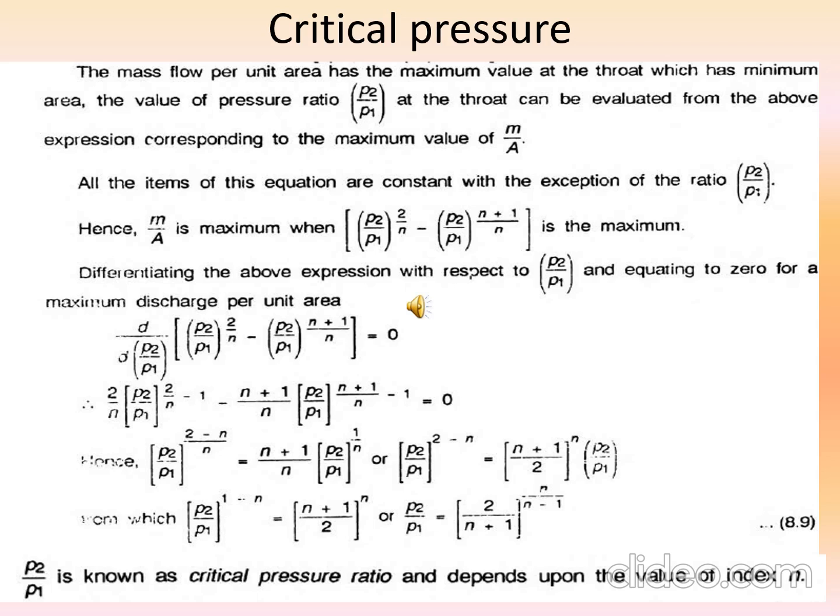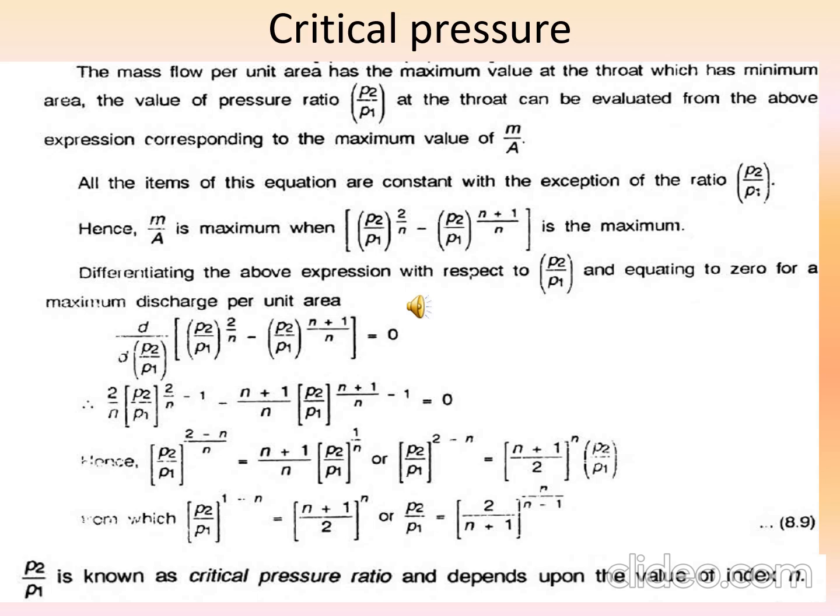We take the derivative with respect to p2 by p1 and equate it with 0. So d by d(p2 by p1) of [(p2 by p1) to the power 2 by n minus (p2 by p1) to the power n plus 1 by n] equals 0. If we do the derivative, then 2 by n into (p2 by p1) to the power 2 by n minus 1, minus n plus 1 by n into (p2 by p1) to the power n plus 1 divided by n minus 1, equals 0.